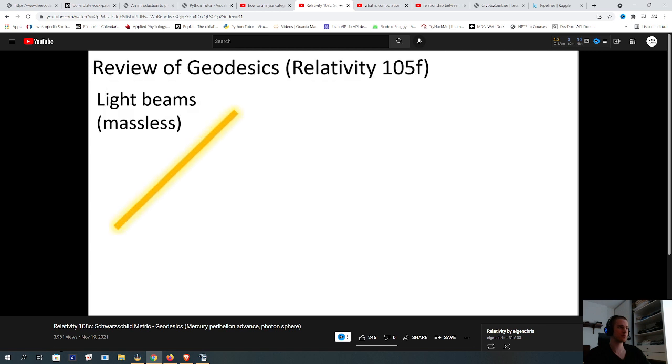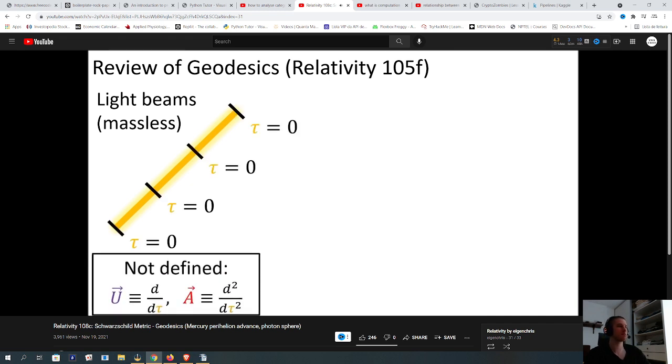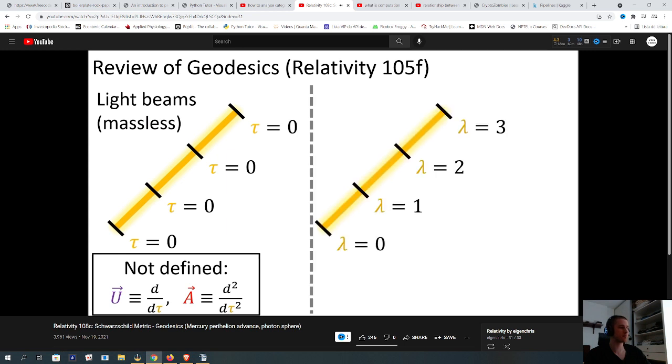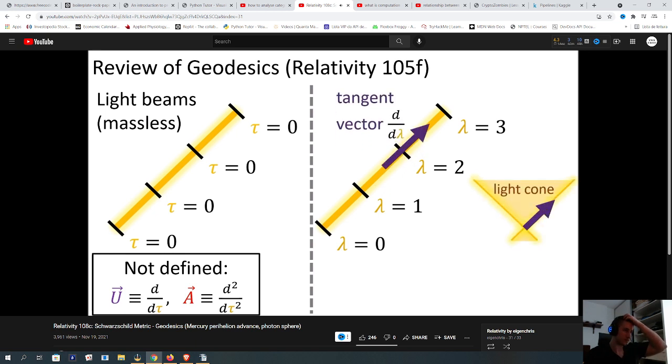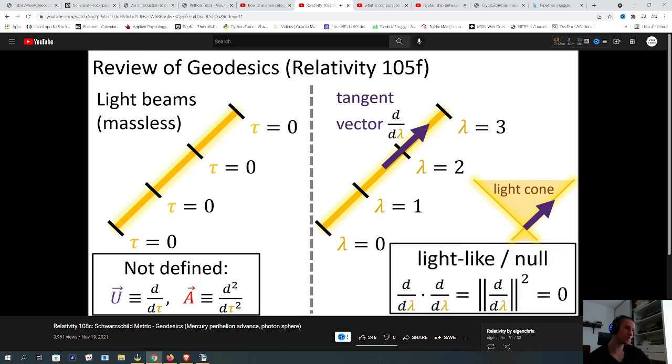Now, light beams are massless and always have a proper time of 0 by definition, so we can't define a forward velocity vector or forward acceleration vector for light. Instead, we parameterize light-like paths by a generic path parameter lambda, which gives tangent vectors d/dλ along the light world lines. These tangent vectors always live directly on the light cone, so they are called light-like vectors, or null vectors, because their squared length is 0.